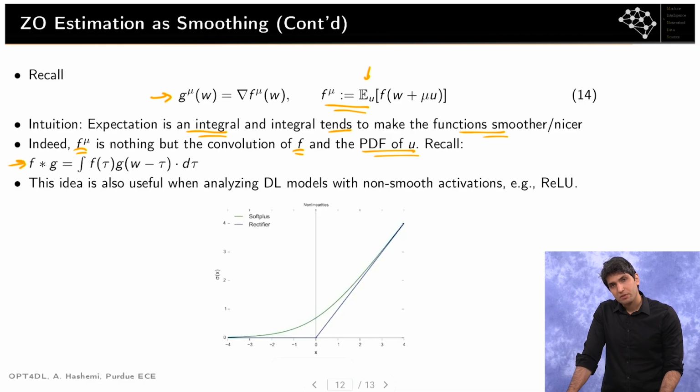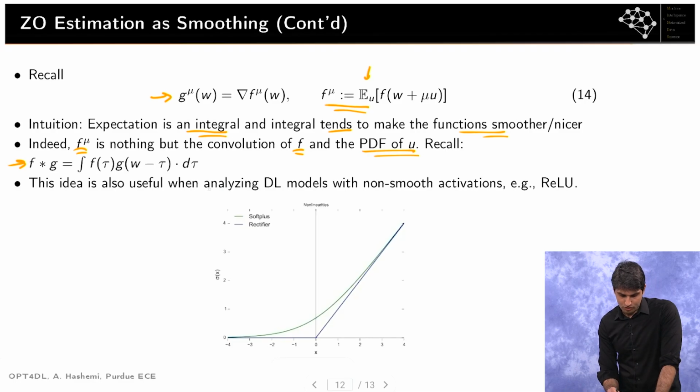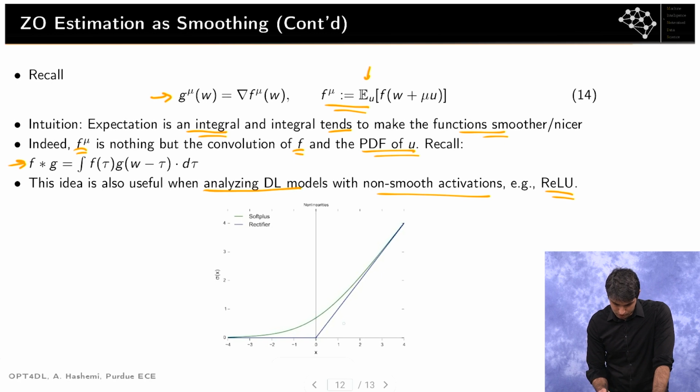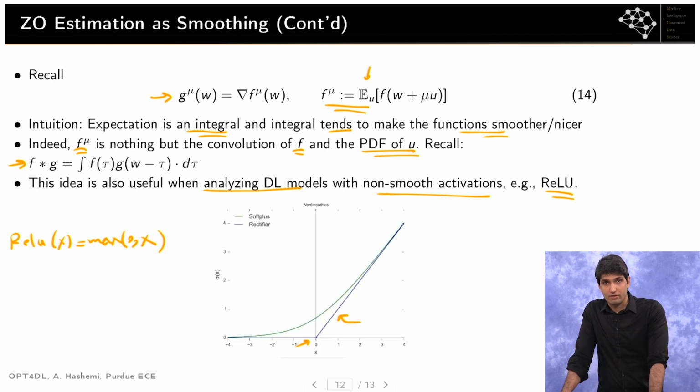Now, here we are talking about this idea in the context of optimizing a function without accessing the gradient, but it turns out that this idea is very, very powerful, and you can use it in different areas as well. For instance, when you are analyzing deep learning models with non-smooth activations, for instance, ReLU. So here I'm showing the plot of the ReLU activation. As we talked about, ReLU of x is basically the max of 0 and x, and it is non-smooth because at 0 here the derivative doesn't exist.